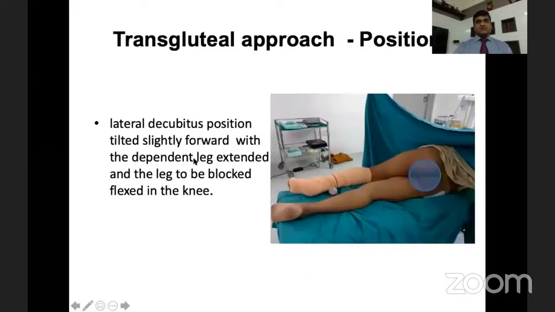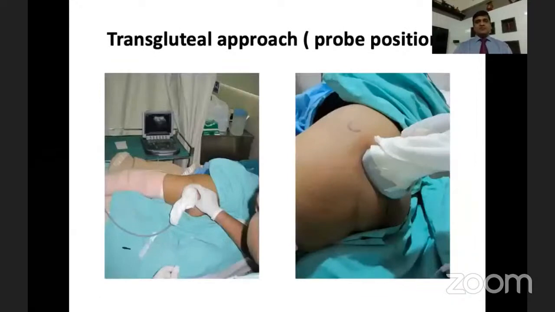Coming to position for this approach, the patient is in lateral decubitus position, tilted slightly forwards, with the dependent leg extended and the leg to be blocked flexed at the knee. This is the probe position in transgluteal approach. The probe used is a low frequency curvilinear probe, which is placed in the transverse plane between greater trochanter and ischial tuberosity. This is the photograph showing ergonomics, where operator, patient, and ultrasound machine are in the same line.